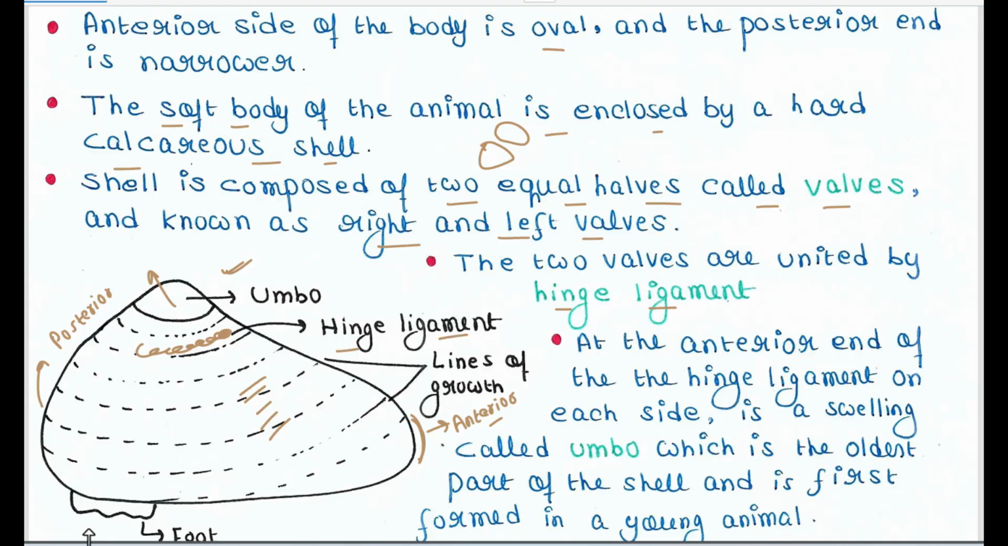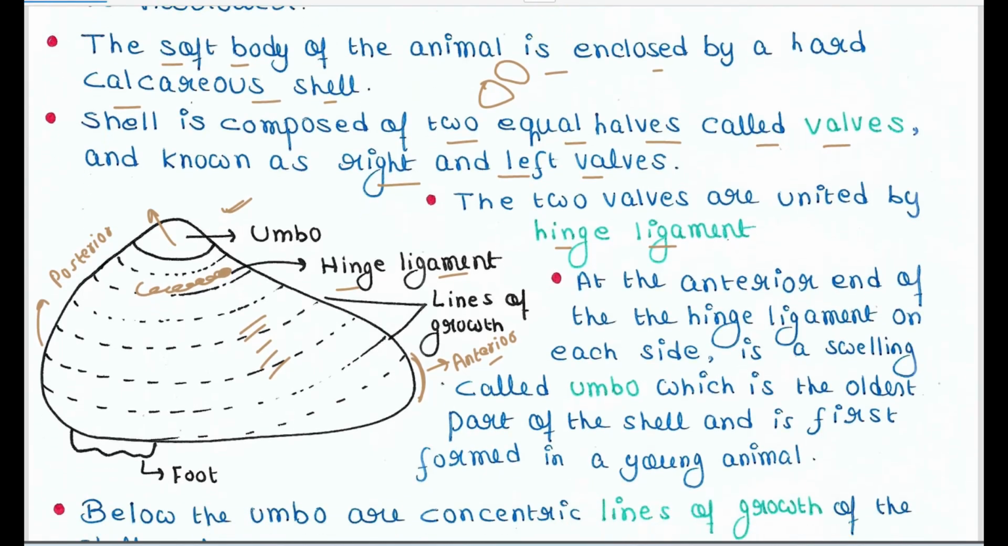Now at the anterior end of the hinge ligament on each side is a swelling called umbo. You can see this is the swelled part that is known as umbo. This is present in the anterior end of the hinge ligament on each side, on this side and also on the back side. This is the oldest part of the shell, and it is first formed in the young animal. So this umbo is the first part.